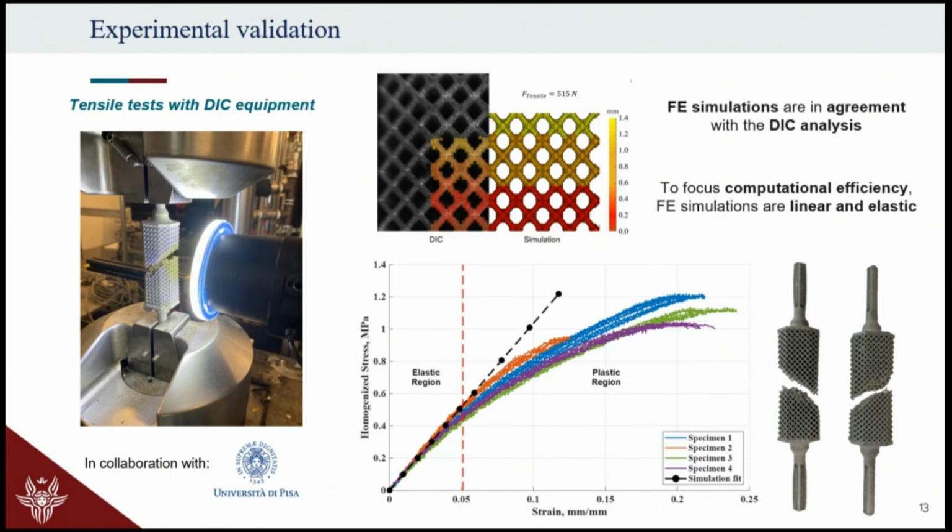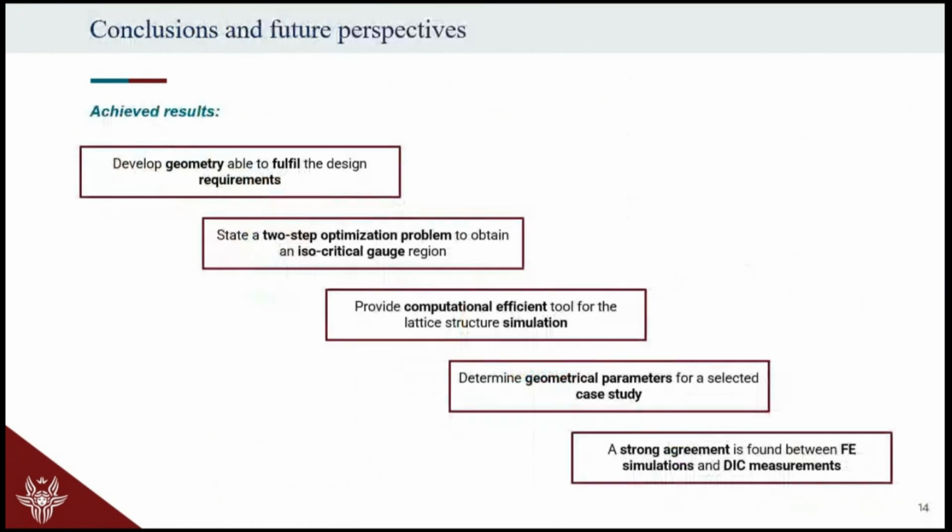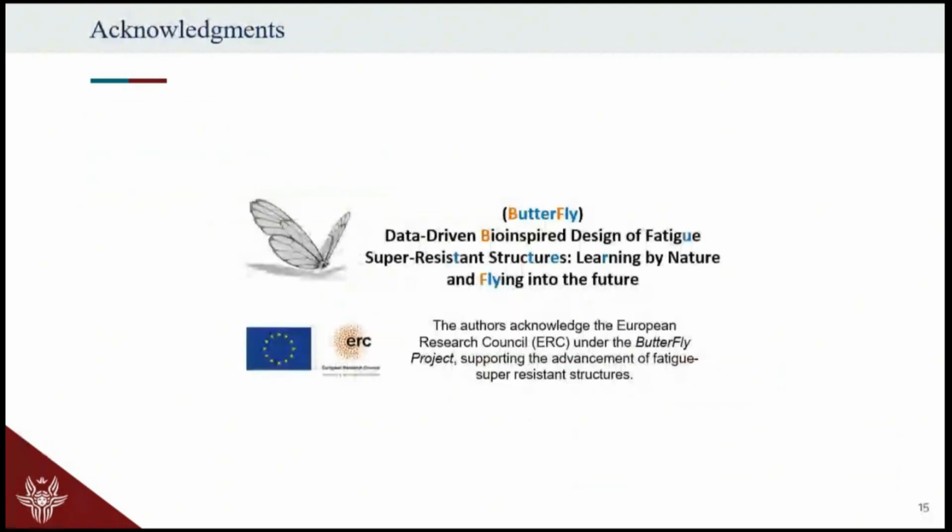Okay, so these are my results. We were able to develop a geometry in order to fulfill the design requirements that we stated. We also developed a two-step optimization problem, as I described. We found a computationally efficient tool for obtaining lattice structure simulation. We determined the geometrical parameters for a given case study, and we also were able to validate that experimentally. So let me acknowledge the funding that made this available, which was the Butterfly project by Professor Berto.